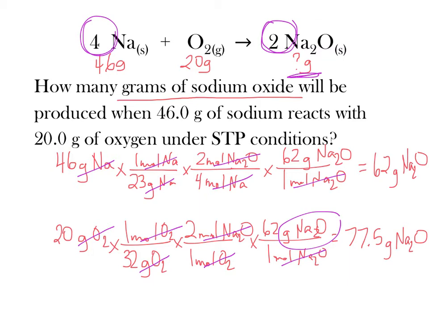One of them is 62 and the other one's 77.5. Well, 62 is much smaller than 77.5, which means that 62 is my actual amount that I will be able to produce, because that's the smaller amount. 46 grams of sodium will only produce 62 grams of Na2O, no matter how many grams the oxygen will make. The oxygen is in excess.